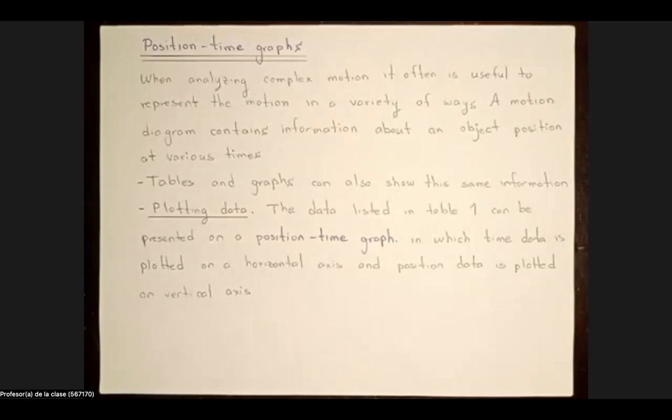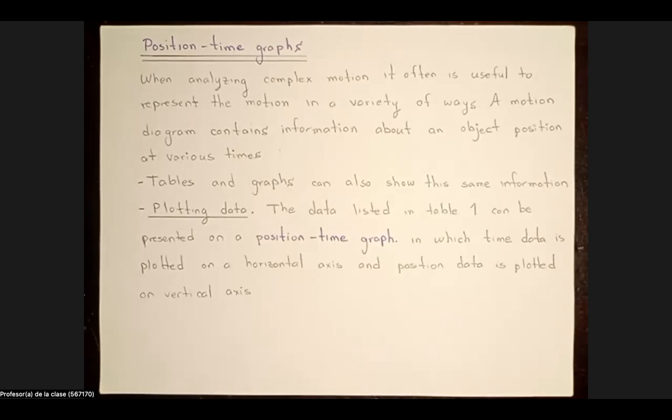Well, let's talk about position and time graphs. Graphs are very important in physics, okay? They can bring us important information about an object that is moving. So when analyzing complex motion, it often is useful to represent the motion in a variety of ways.